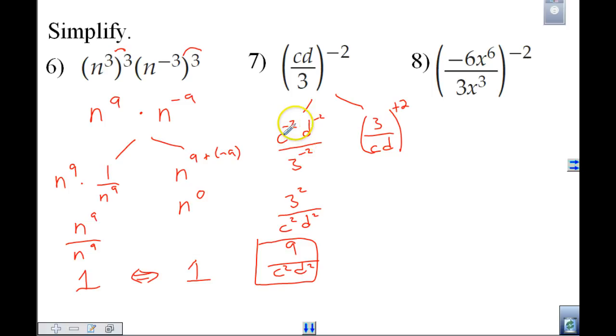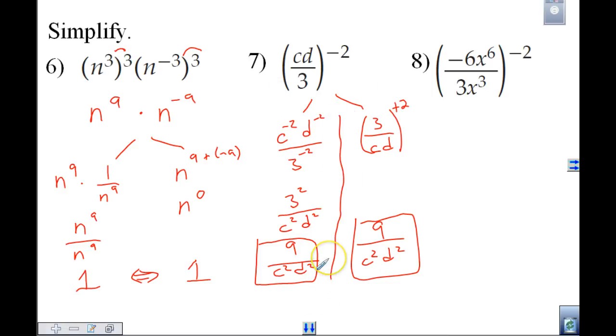So whether you distribute the negative and then flip each one, or if you just flip it at the beginning, and of course you get 3 squared, which is 9, c squared, and d squared, you get the same answer. Two different directions. There's actually a third one here as well. I won't show it to you, but just understand that there's multiple ways. And this makes it sometimes helpful, sometimes confusing.